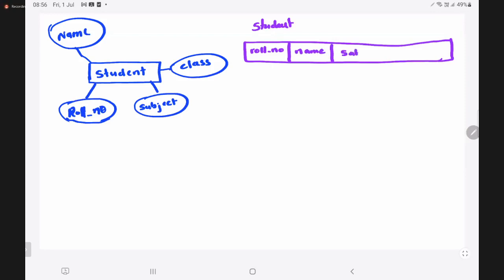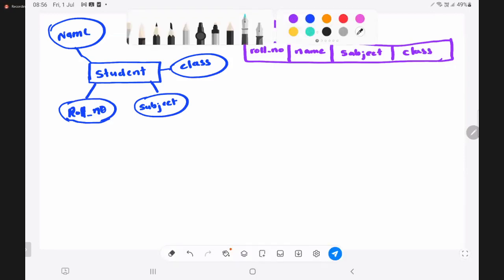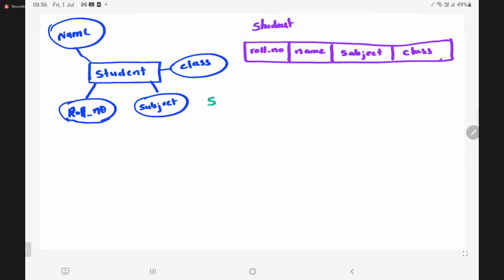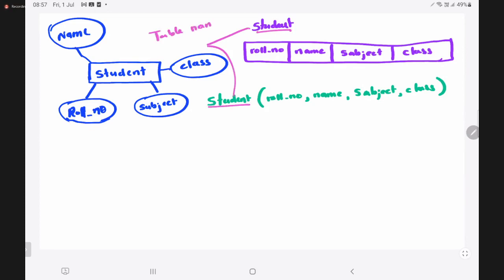Name, subject and class. You can draw it this way. Or you can draw it this way also: put student here, then put a bracket and write the attributes down. Both are correct. Remember, this is the table name. Always remember that what goes on top, or in front of the bracket, is the table name. Right. The first process is correct.